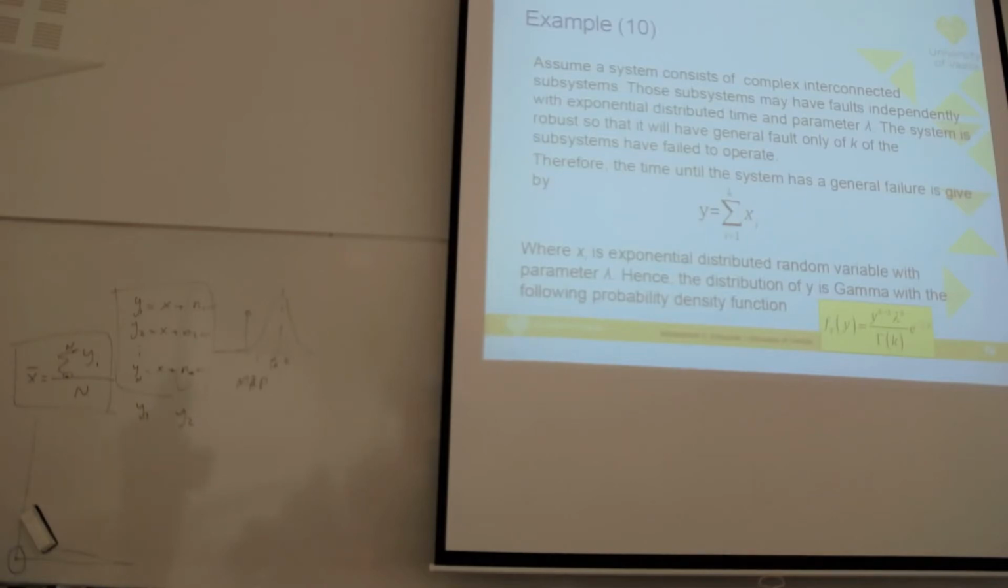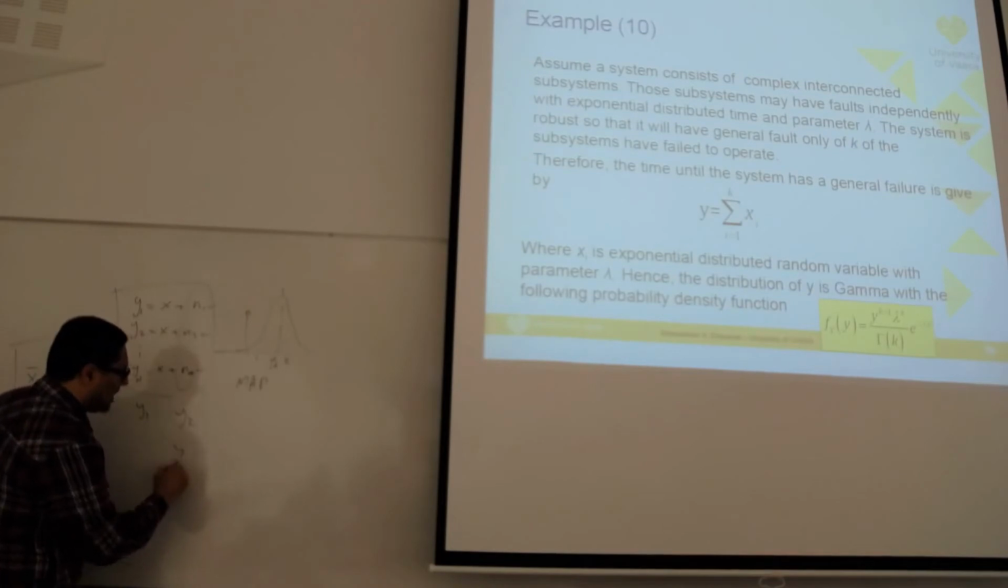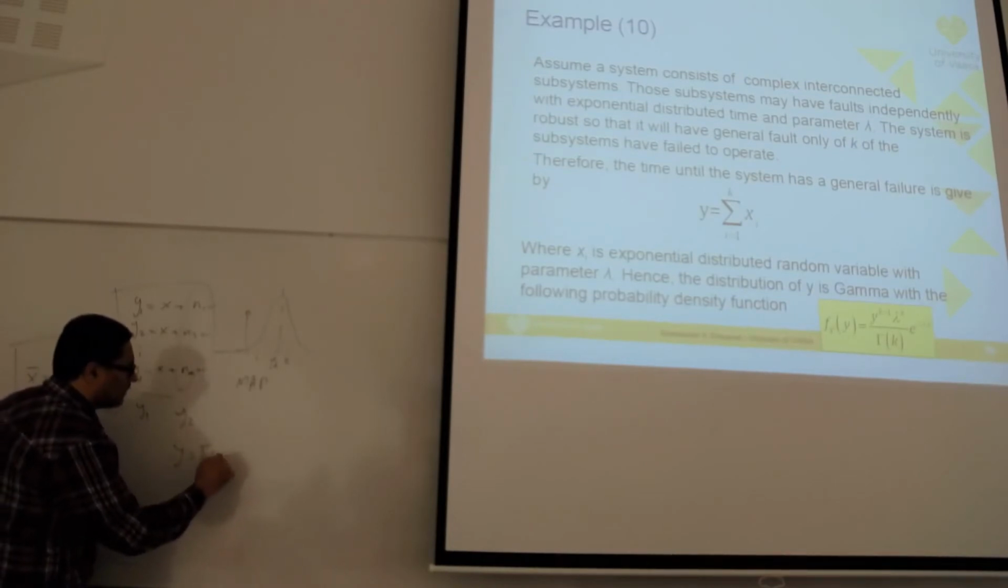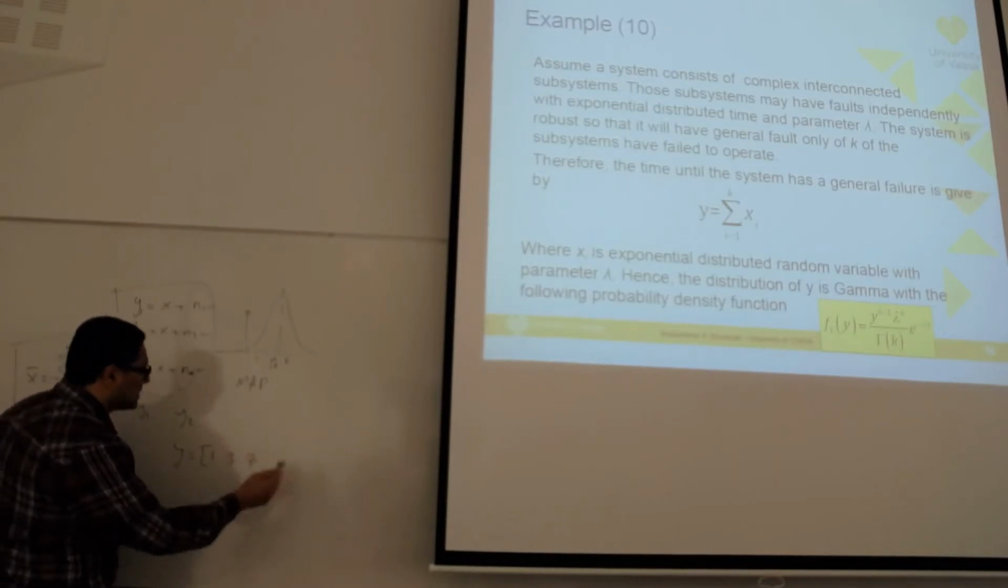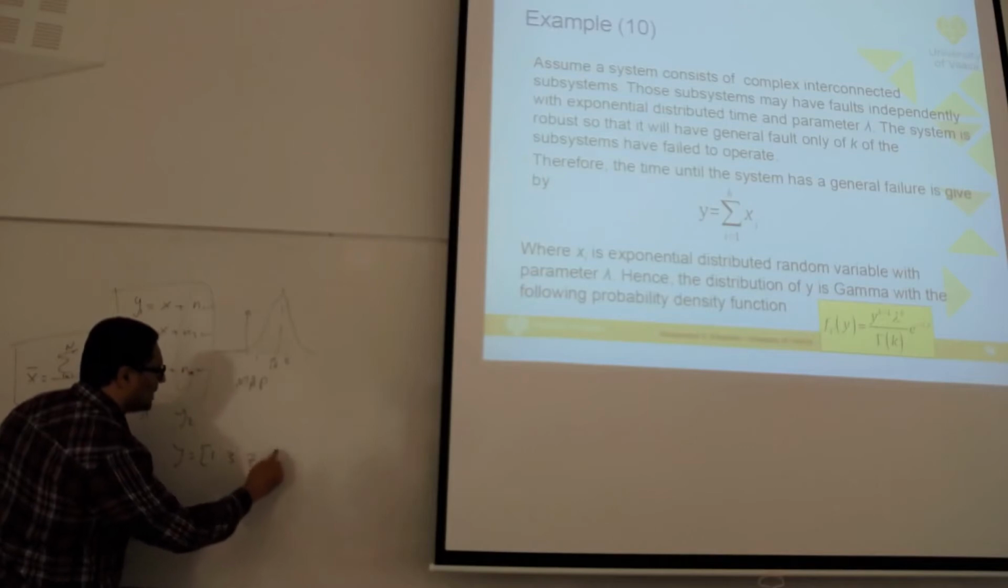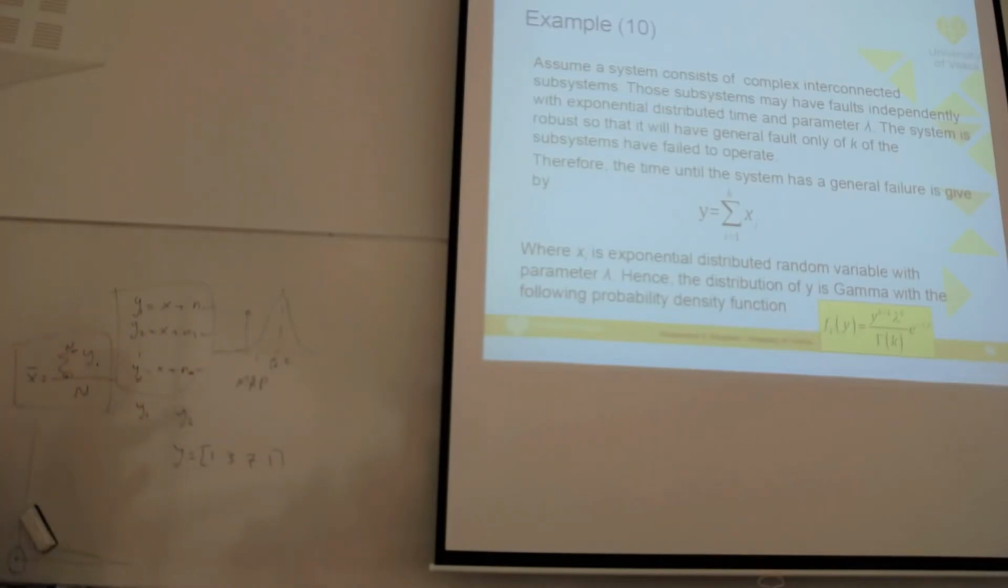Okay. Now you have measurements. What measurement do you have? You have only y, the time when the system has failed. For example, let's say y equals 1 year. Another system failed after 3 years, another after 7 years, another after, let's say, 1 year again, and so on. So we have a vector of times when the system has failed.